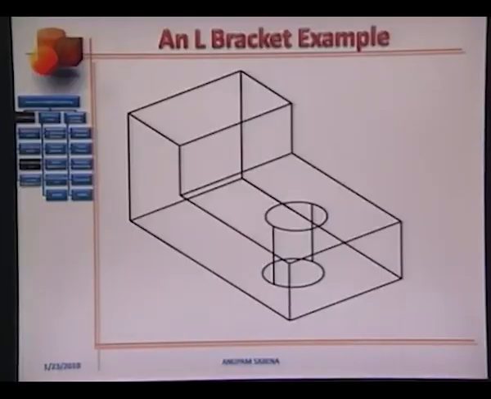Let's take an L bracket example with a cylindrical hole. Can we identify different half spaces? Let's see. The top face here is identified as H1. The side face as H2. The other side face as H3.